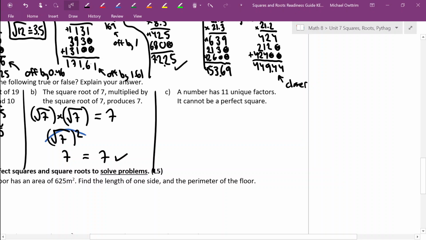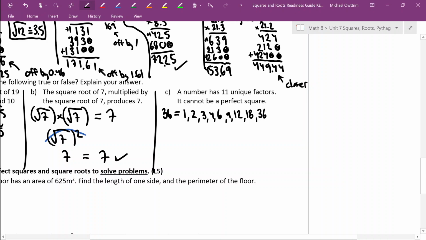Last one here is a bit of a unique one in terms of we got 11 unique factors, so that number could not be a perfect square. So let's think about an example here. Let's, for example, think about 36. Now the factors of 36, just pairs of numbers that multiply to make 36, are 1 and 36. We have 2 and 18. 3 and 12 multiply to make 36, 4 and 9 multiply to make 36, and then 6 multiplies by itself.